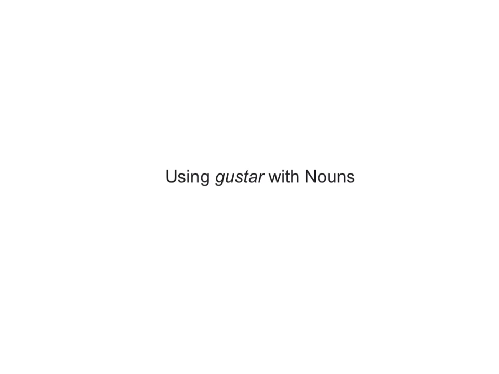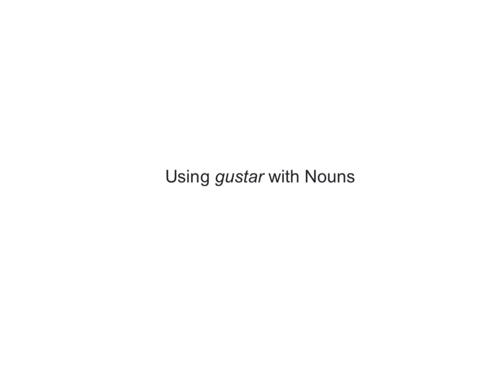We've already seen how gustar can be used with verbs to talk about liking or not liking to do activities. Gustar can also be used with nouns to talk about what we like or dislike, and this is in reference to people, places, or things. When using gustar to talk about nouns, the important thing to remember is that this is not a literal translation.